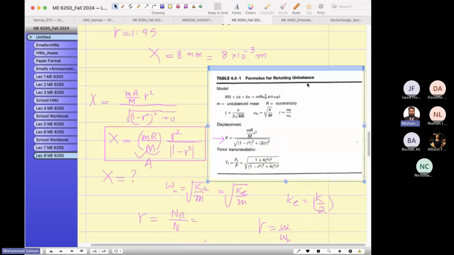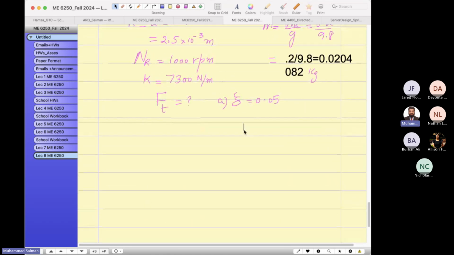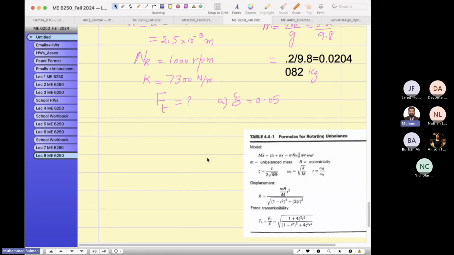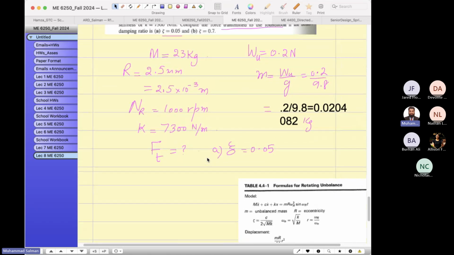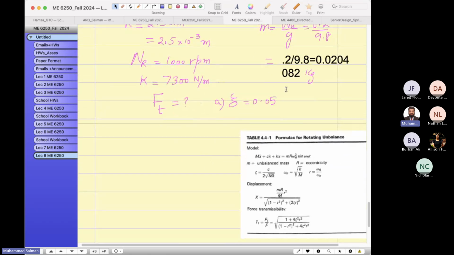Let's go to the formula sheet here. And I would suggest you keep your formula sheet handy when you're taking the exam so that you should not waste time finding out the formula from this one. So we need this formula, okay?